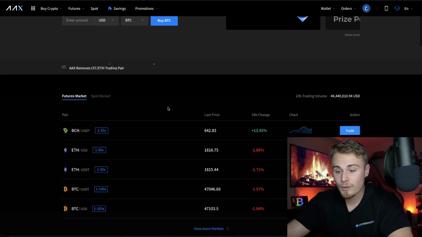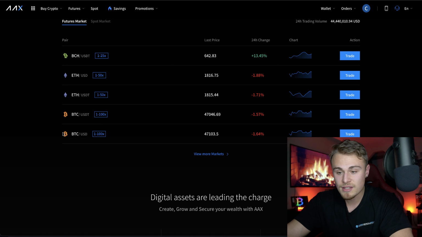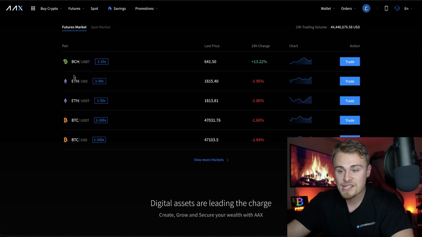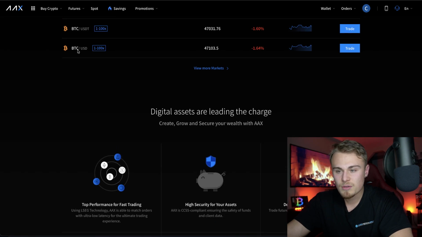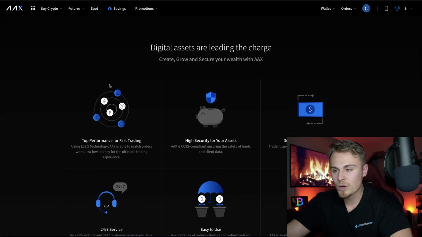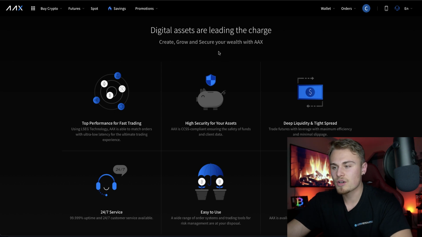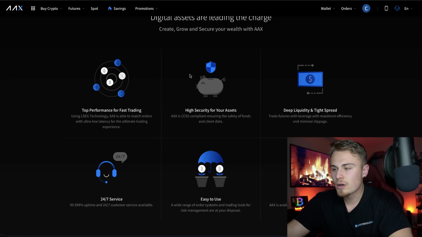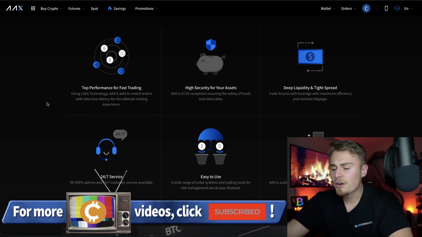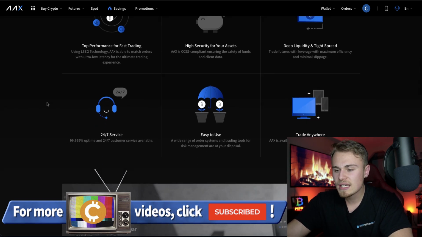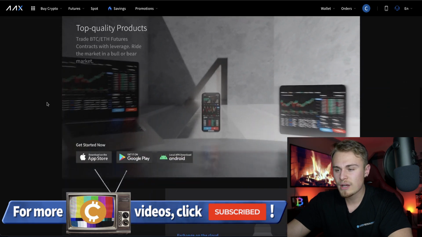But as you guys can see right here, I'm scrolling through, you can see the different coins that we're starting to see offered. BCH, we have USDT, Ethereum, Bitcoin. We do have USD, which is also very interesting. We're going to have to look more into that. You can see the digital assets are leading the charge. Great growth, share wealth with AAX. Top performance for fast trading. Security for assets, deep liquidity, easy to use, 24/7 service, trade anywhere.